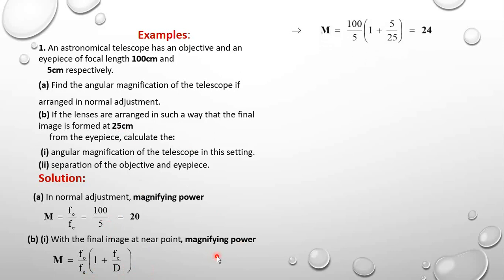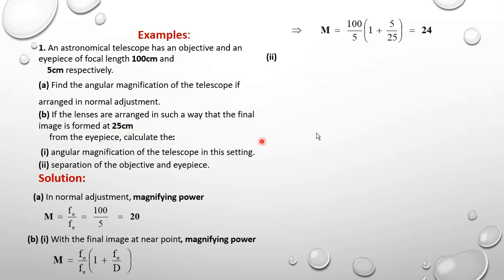So when we work out that, we get our M as 24. So it means that the angular magnification is 24. Let's look at the second part. They want us to get the separation of the objective from the eyepiece. Remember, this is when the final image is at a near point.